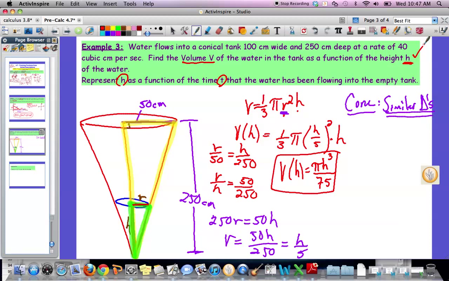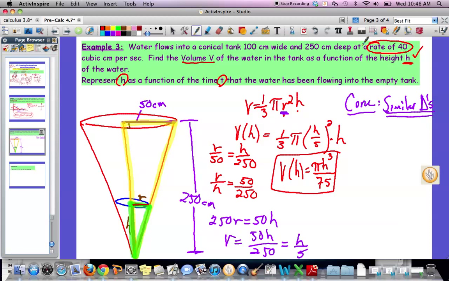I've done that. Now, the second part's a little harder. It says write h as a function of time. So if you had a stopwatch and you know that the water is being dumped in there at a certain rate, and they tell us the rate right here is 40 cubic centimeters per second. I don't know if we can think about how much that is. A cubic centimeter? Does anybody know another name for a cubic centimeter from your science class? Milliliter. A milliliter. So you're doing 40 milliliters per second.